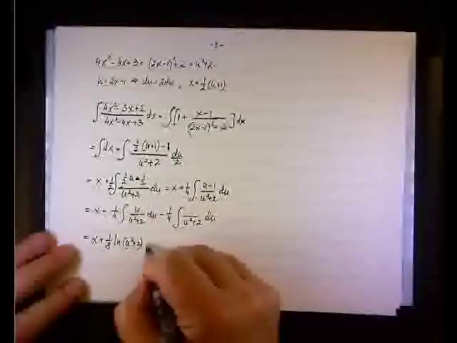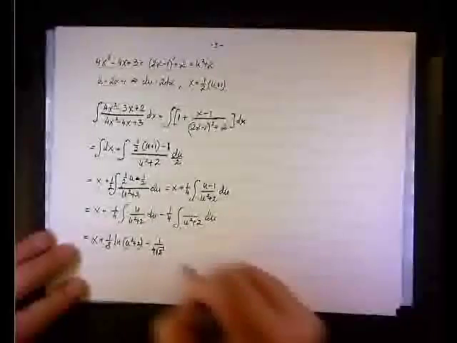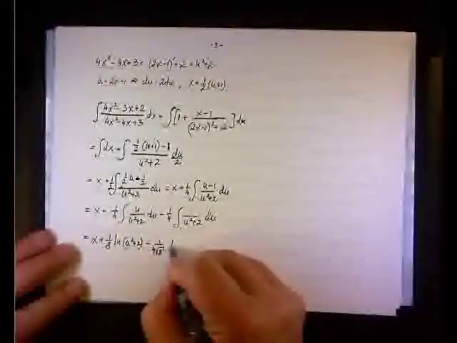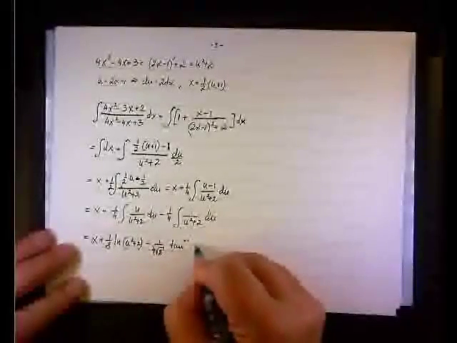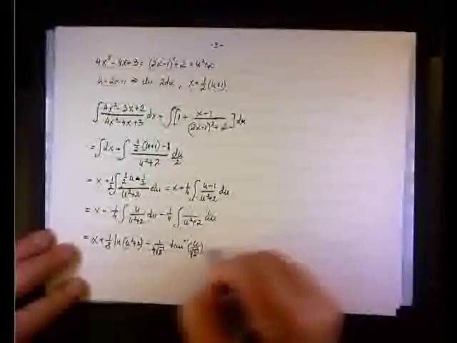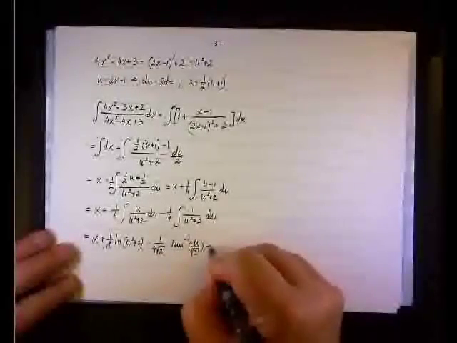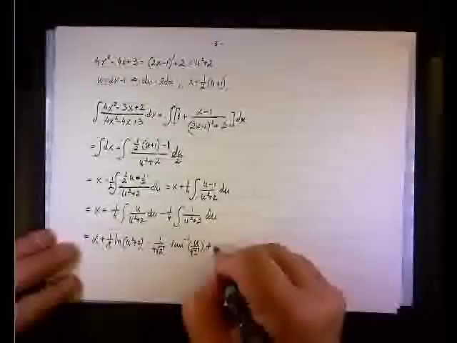And we end up having negative 1 over 4 square root of 2, and the inverse tangent of u over square root of 2. And I probably need to go ahead and explain that, and then plus c here. We didn't use a, b, and c, so plus c.